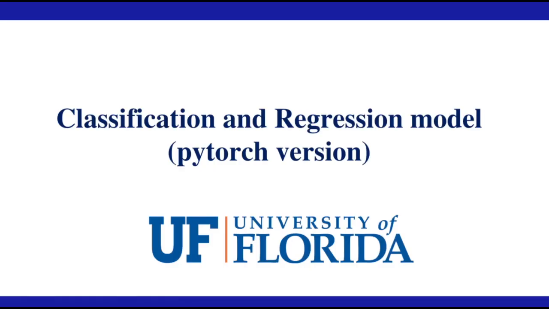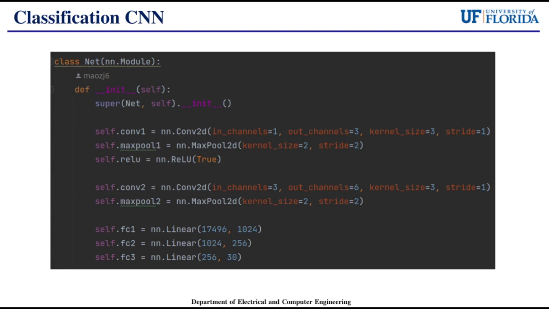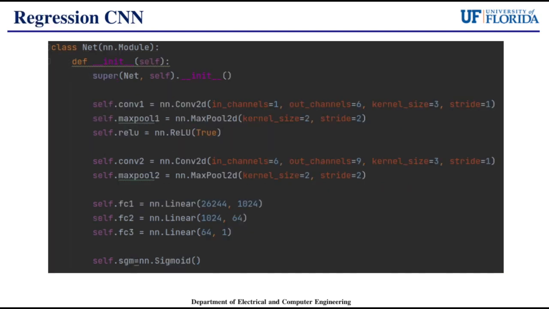Next part is the classification and regression model using PyTorch. In the classification model, we make a 30 discrete action space. We can see that it is combined with the throttle and steering. The structure of the network is nearly the same. They consist of 2 convolutional layers and 2 max pool layers with 3 fully connected layers.